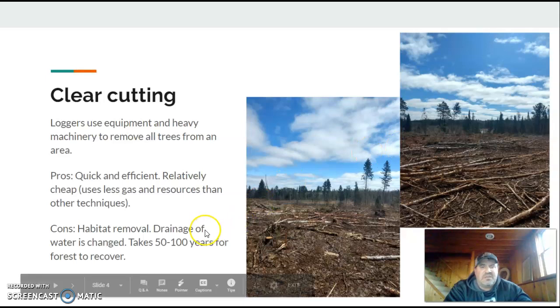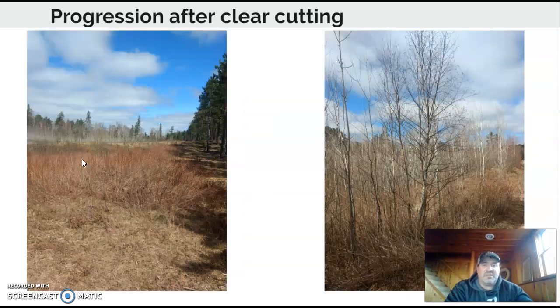The other part of this is that it takes a long time for this forest to recover. So 50 to 100 years or so. And if you want to see what that progression looks like, this is a spot here that was clear cut about 3 years ago. And you can see some of the evergreens popping back up here and a few little things. And it's a lot of shrubby, brushy types of stuff coming up.